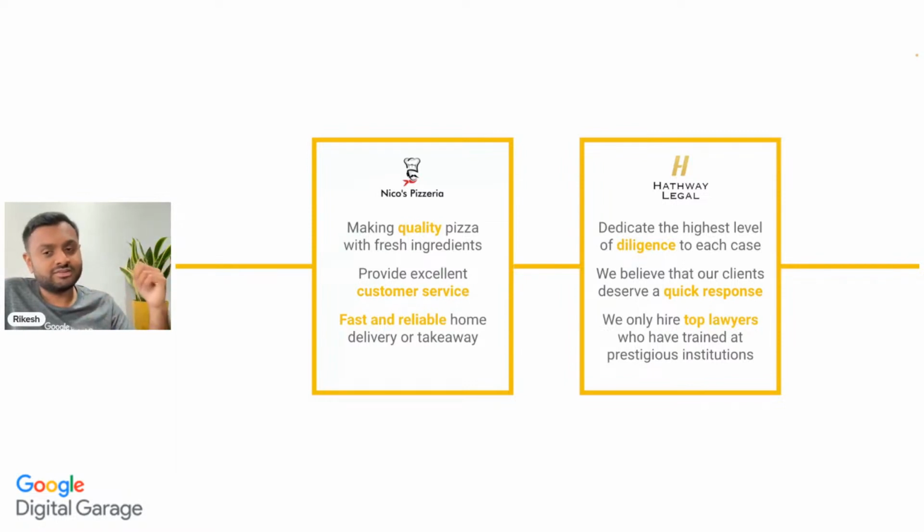Now, another business example is the one that you can see on the right hand side, and it's a business in a different industry. So you've got Hathaway Legal, who are a law firm. So for them, their values, what they stand for, you might have actually noticed this if you've ever worked for certain kinds of employers in the past.